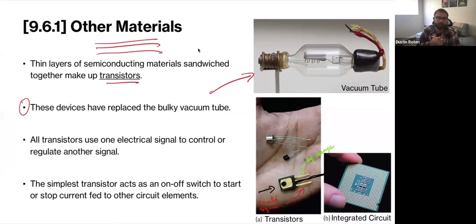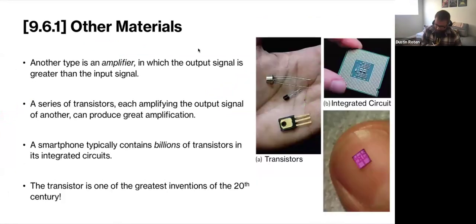But what's really wild, and we could talk about this on the next slide, is that you can make transistors really small and put a bunch on integrated circuits. So this is the kind of stuff that you'll find in your phone and more high-tech equipment.